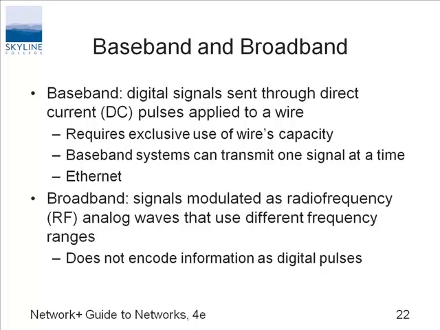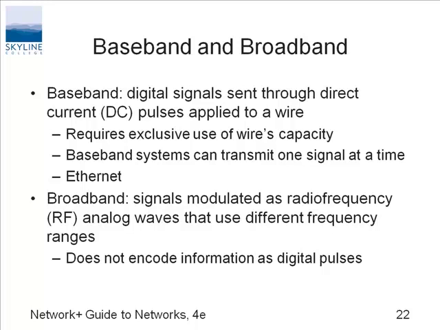Modulators, radio frequency, RF analog, use different frequencies and do not encode the information as digital pulses. We should write down baseband and broadband here in our words. How many frequencies does baseband have? One. How many frequencies does broadband have? As many as the wire can handle. As many as you put on it. So that's the one that we really don't know. But baseband we know has one frequency.